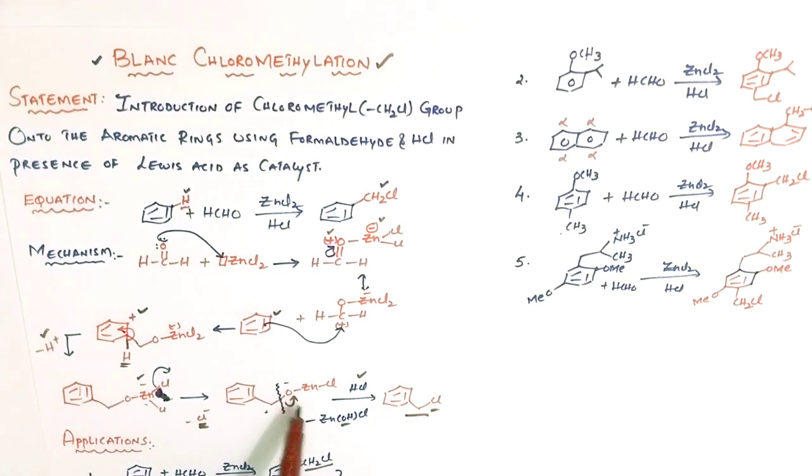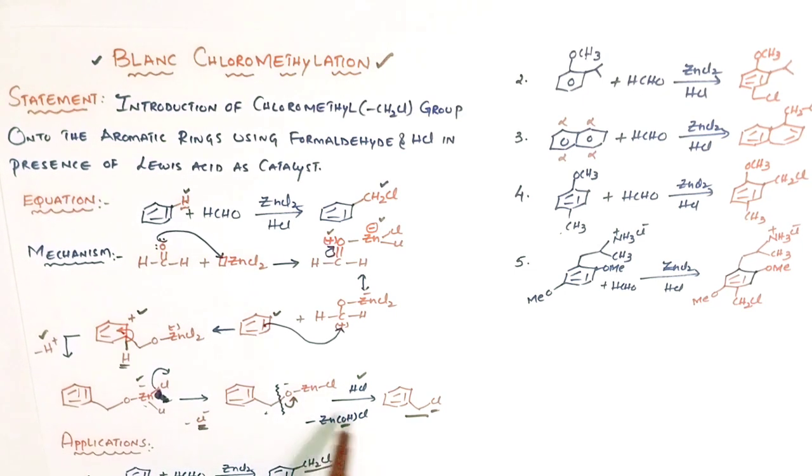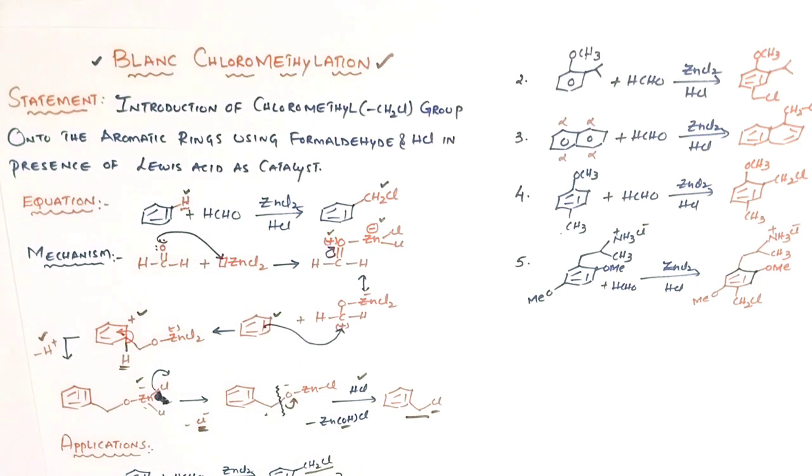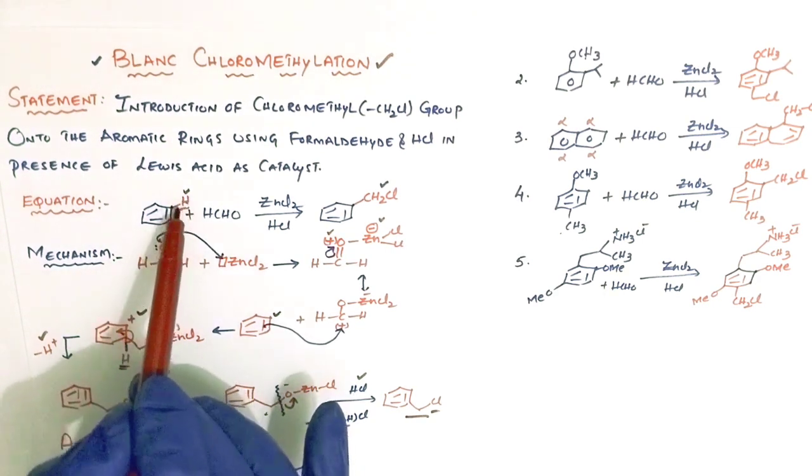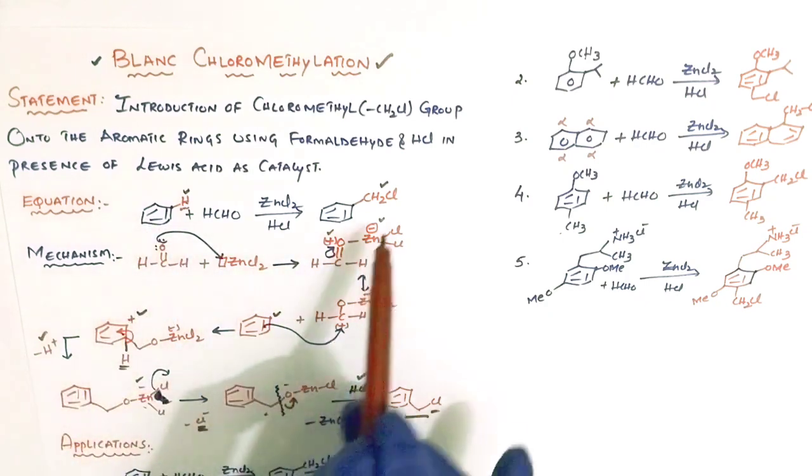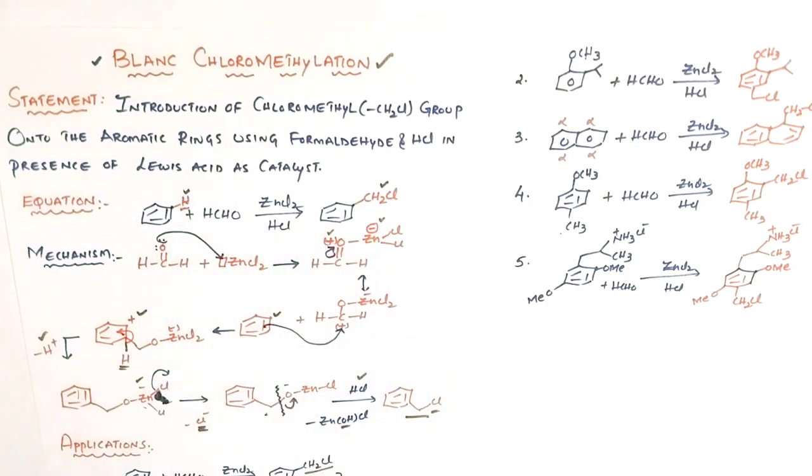So O minus receives H plus, so it is going to be removed in the form of ZnOHCl. So in this way we can replace the hydrogen atom on the aromatic system with the CH2Cl group. Very easy, or not? Let's see the applications of this reaction.